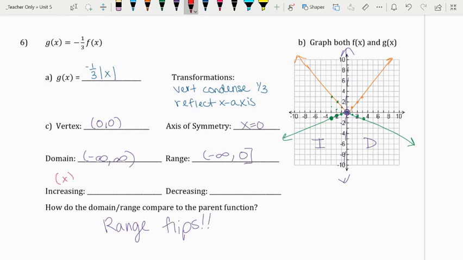Remember, with increasing and decreasing, these are always x values with parentheses. So again, like I said over here, it's increasing on the left, decreasing on the right. So on the left, farthest left is negative infinity, farthest right is 0. Farthest left for decreasing is at 0, farthest right, positive infinity.